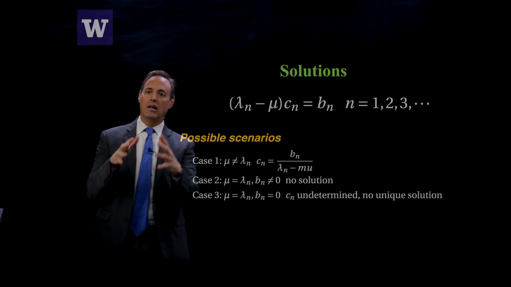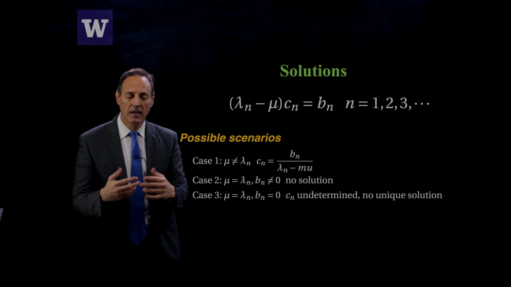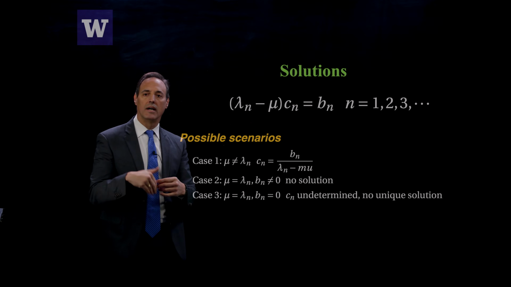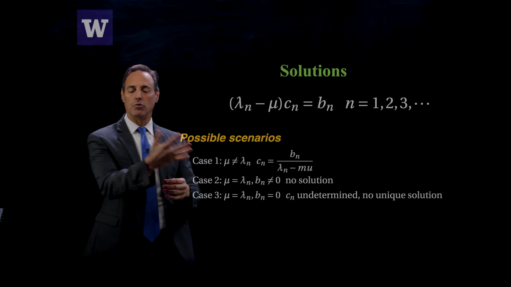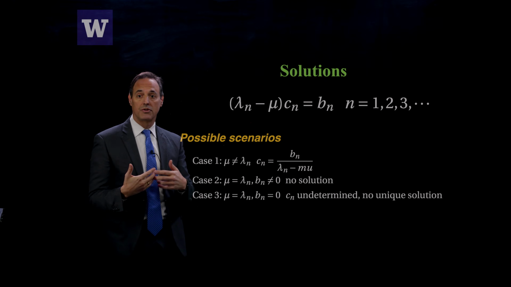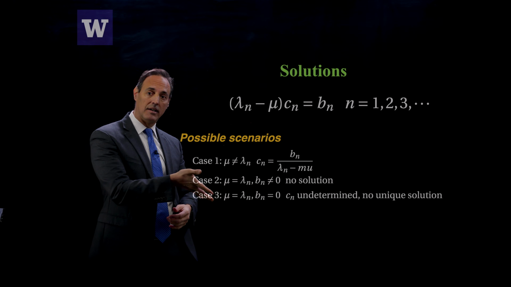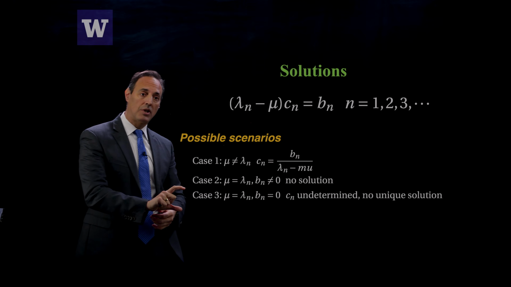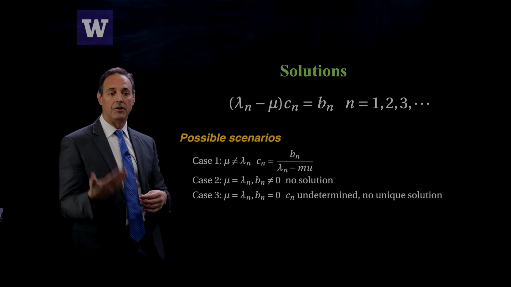So this is a lot like solving Ax equals b. When you solve Ax equals b, in most cases, if the matrix is non-singular, you get a unique solution. However, if the matrix is singular, you either have no solutions or an infinite number, and this is exactly the case here. These two cases are directly related to the Fredholm alternative theorem.